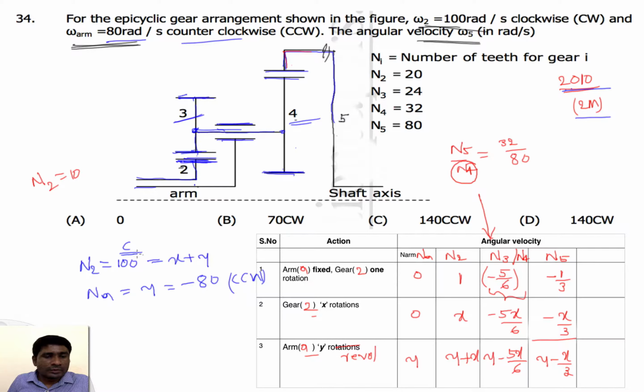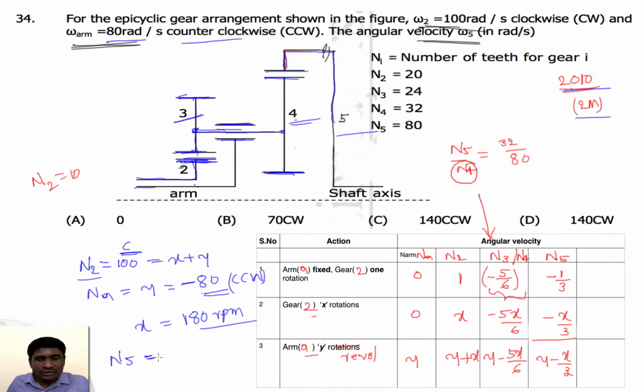Since we have taken N2 as clockwise, if this is the counterclockwise, then this is the negative value. And from these two equations, x equal to 180 rpm, and we need to find out the n5 here. So what is the value of n5? N5 equal to y minus x by 3.